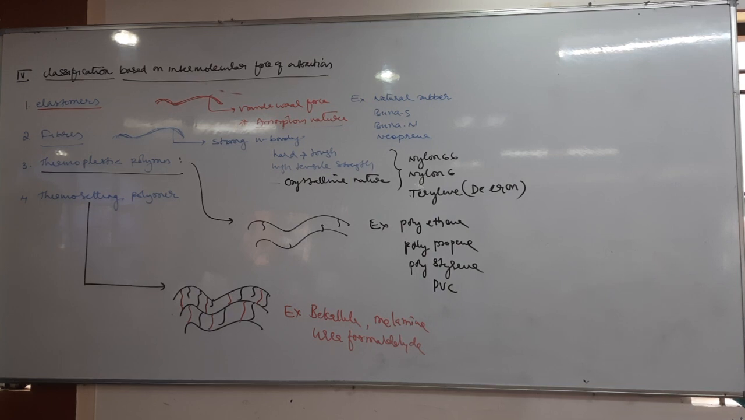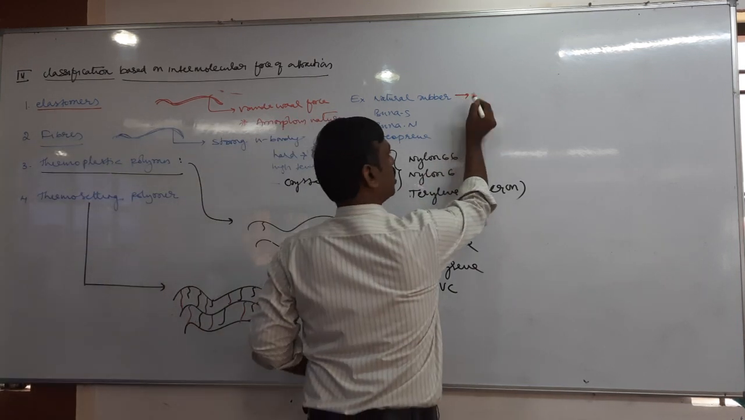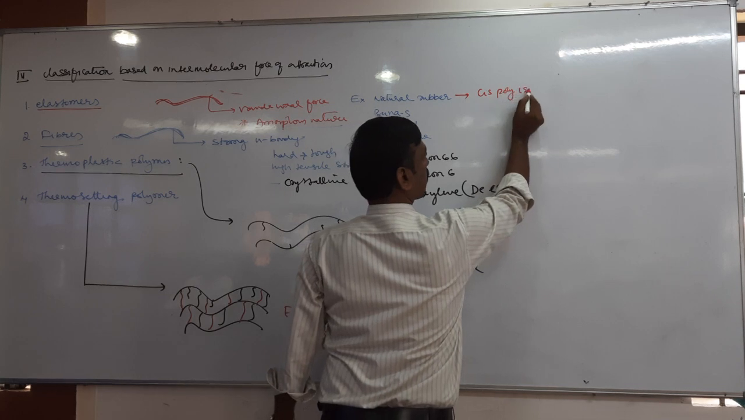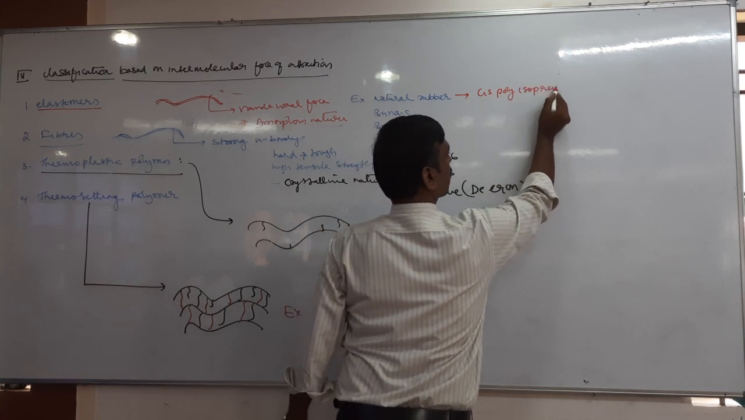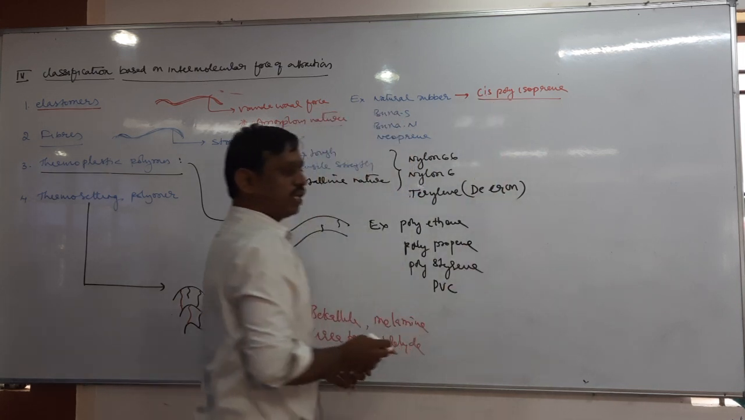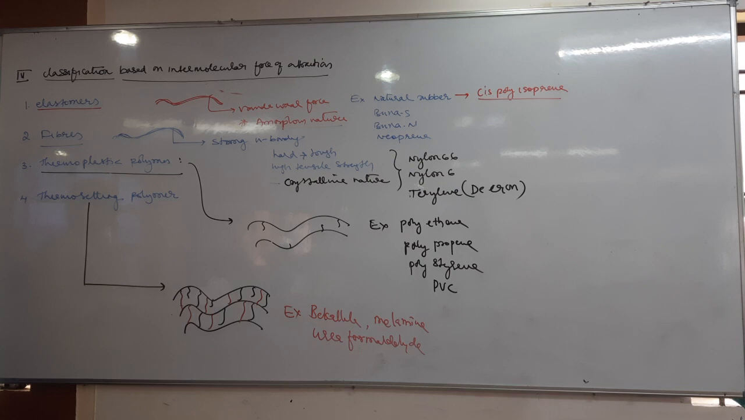What is natural rubber? We'll study it next class. It is cis-polyisoprene. Cis-polyisoprene is called natural rubber. Then buna-N, neoprene. Next is fibers.